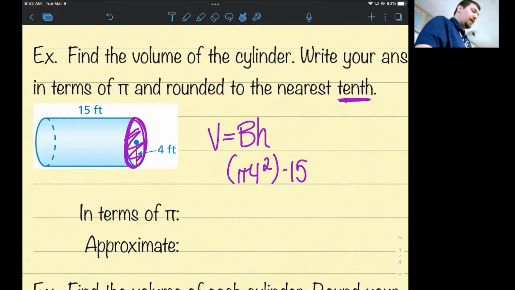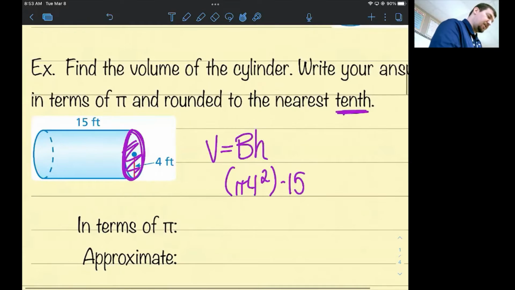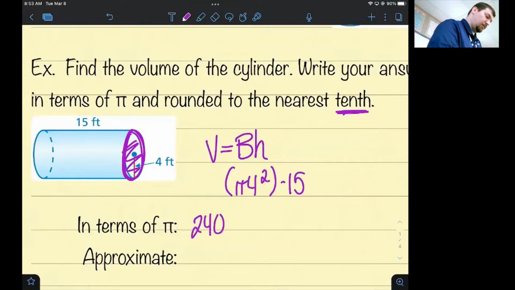So it wants us to write our answer in terms of pi, and that means we're going to multiply everything we can without pi. We did this last section as well. What's 4 squared? 16. And so 16 times 15, I'm not going to times over pi yet. 16 times 15 is 240. And then I can put the times pi or the pi symbol right after it. That is the most accurate answer I can give because I haven't rounded, but it's not the most helpful.